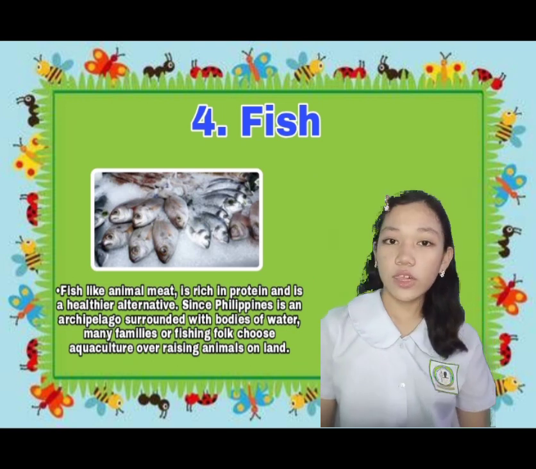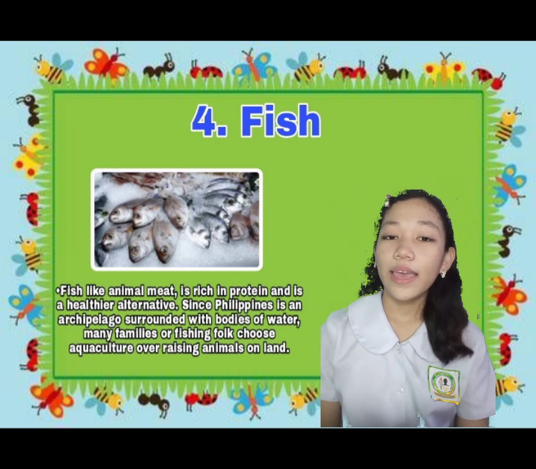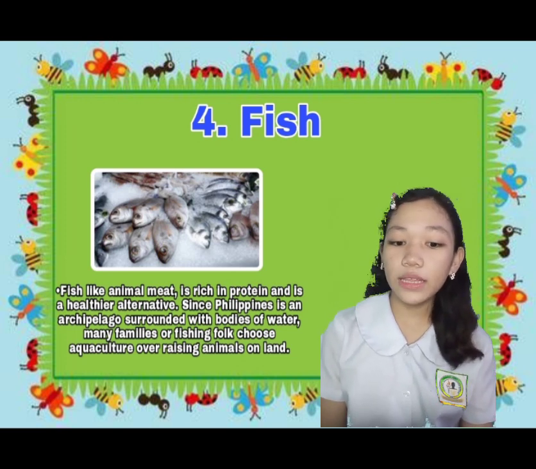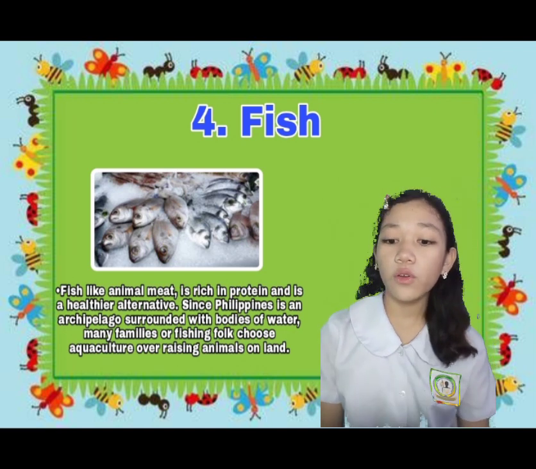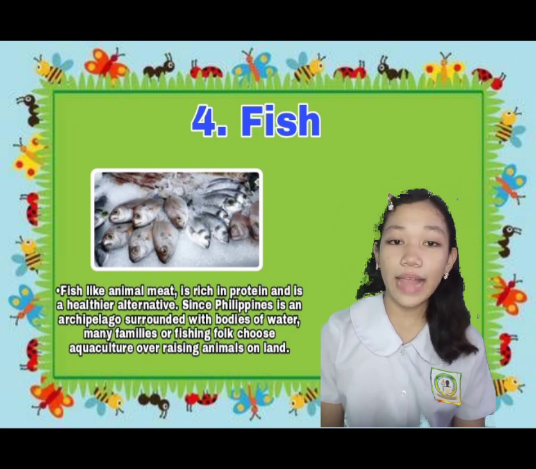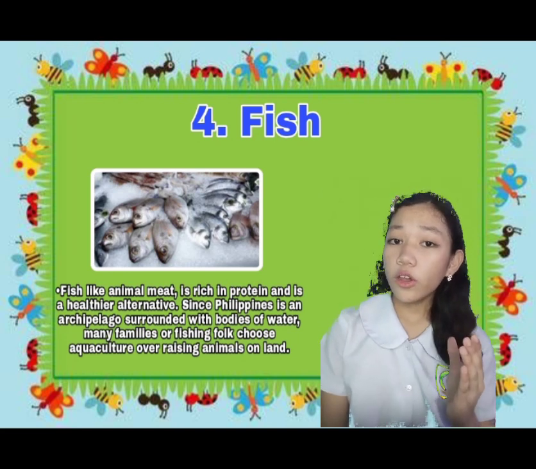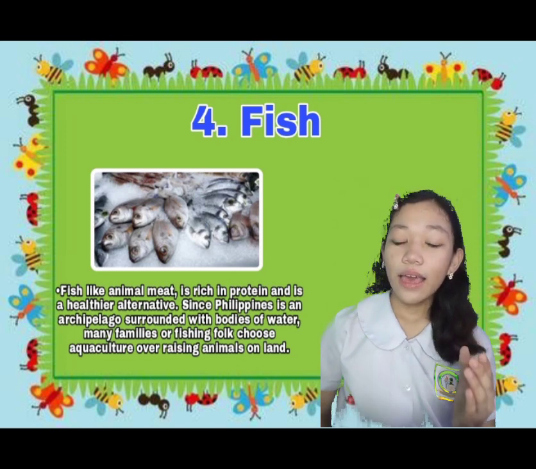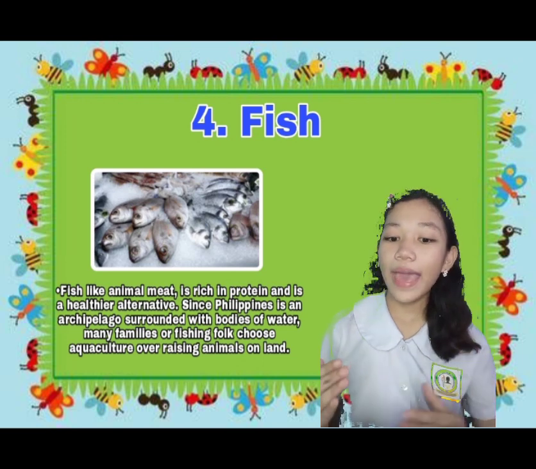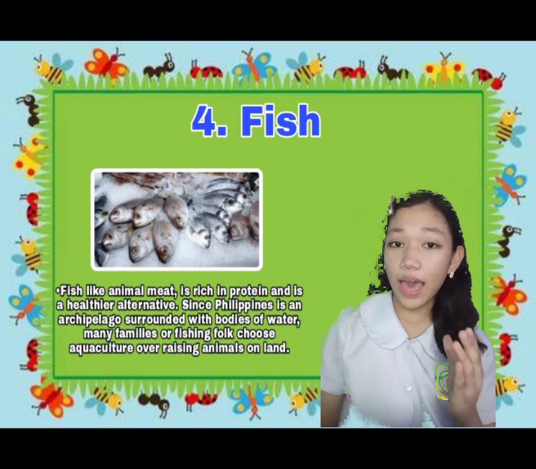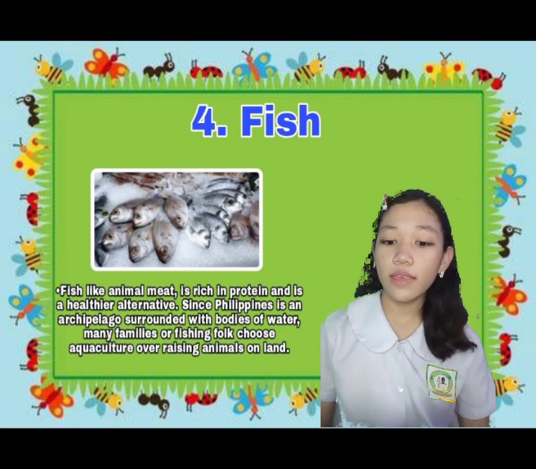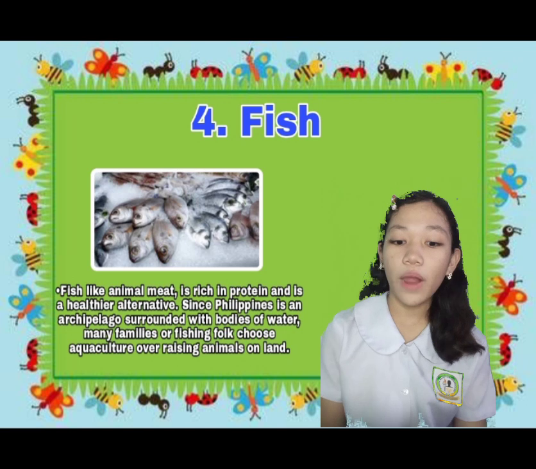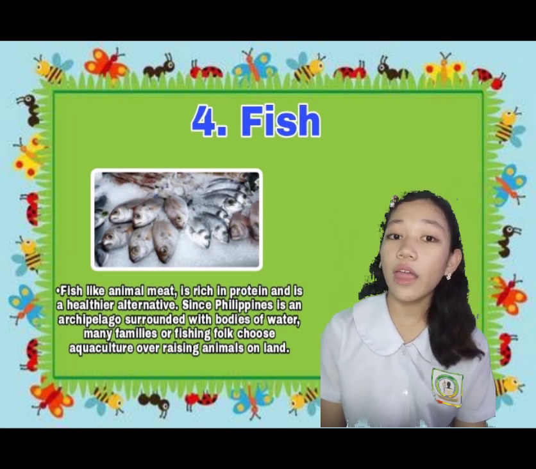Number 4, fish. Like animal meat, it is rich in protein and is a healthier alternative. Since the Philippines is an archipelago surrounded with bodies of water, many families or fishing folk choose aquaculture over raising animals on land. Among the fishes that are commonly raised are milkfish, or bangus, tilapia, mudfish or dalag, catfish or hito, carp, and gourami. However, tilapia, milkfish, and catfish are the suggested species for fish farming because they grow in large amounts and are easy to raise.